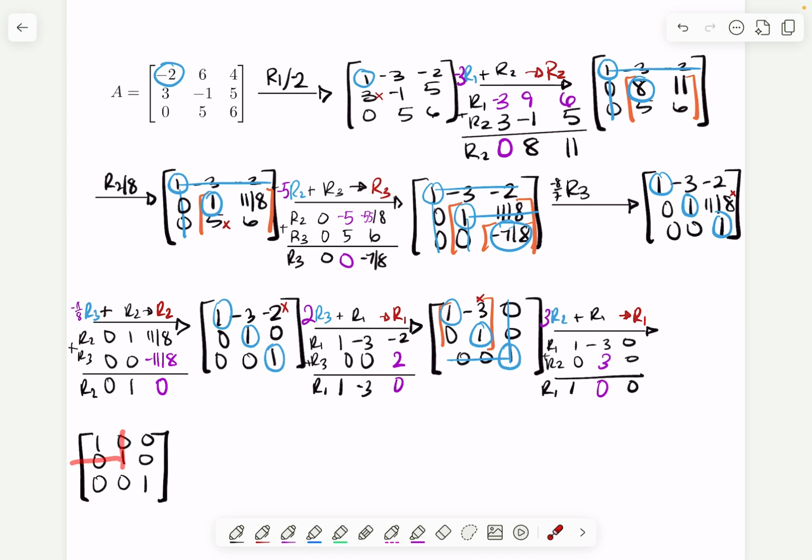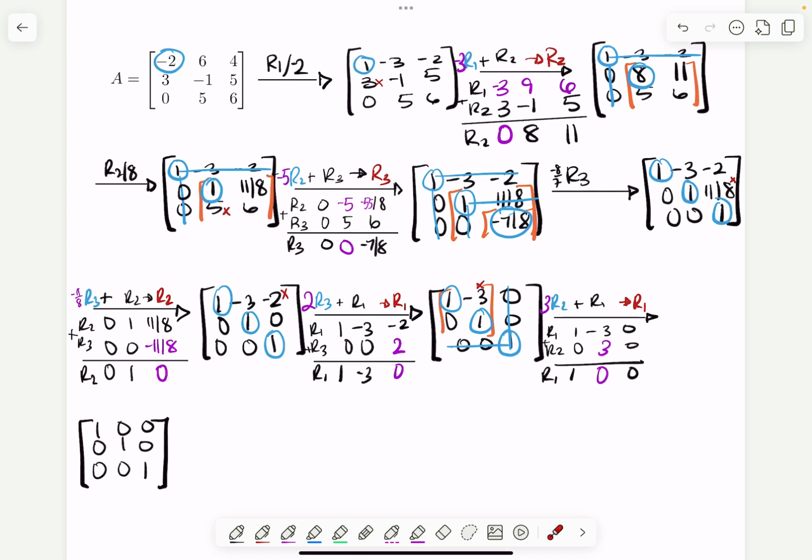So then we cross out and we focus on the remaining submatrix formed. This was still our pivot. There's nothing above it, so essentially we're done. This is already in reduced row echelon form. All of the pivots are 1s. Everything below it is 0. Everything above it is 0.